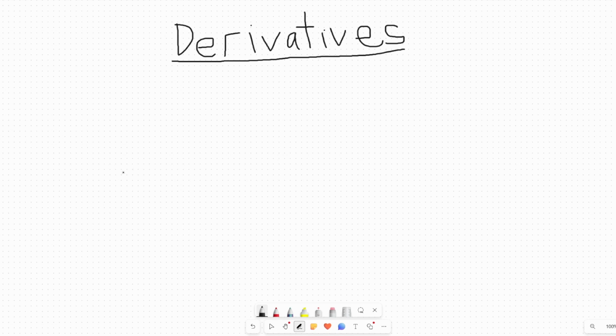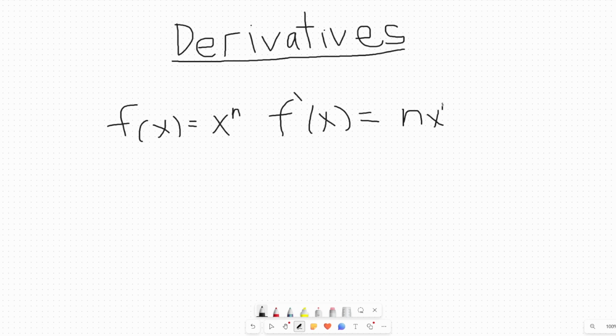All right, so you want to know how to get to the derivative of any function that you lay your eyes on. So today we'll be going over one of the derivative rules, which is the power rule. Now, the power rule states that for a function f(x) equal to x to the n, the derivative, f prime of x, will be equal to n x to the n minus 1.